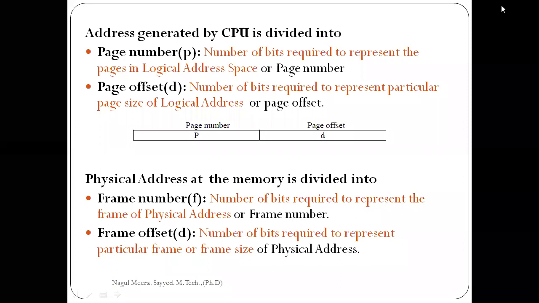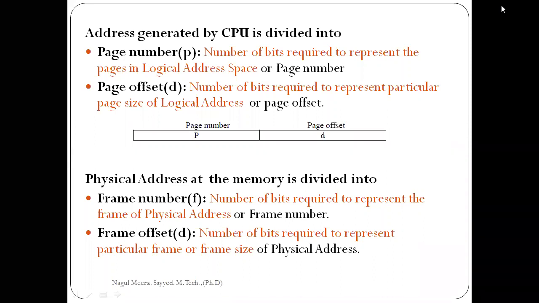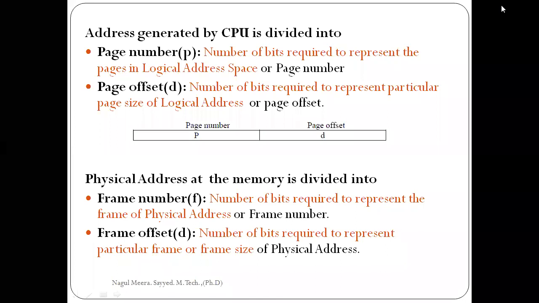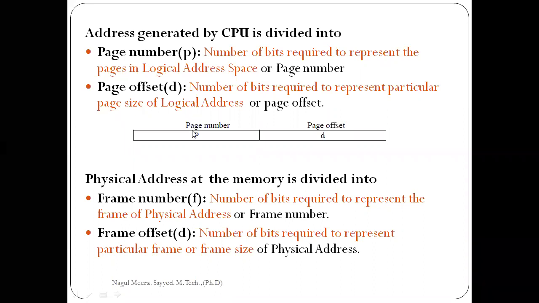What is the meaning of page offset? Page offset is the number of bits required to represent a particular page size. So simply, page offset is nothing but page size, and page number is nothing but number of the page. To summarize, at the CPU the logical address is divided into two parts: first one is page number, next one is page offset. Page number is denoted with P, page offset with D.